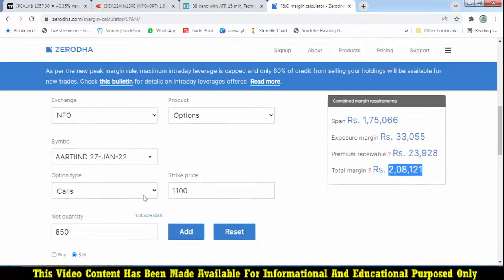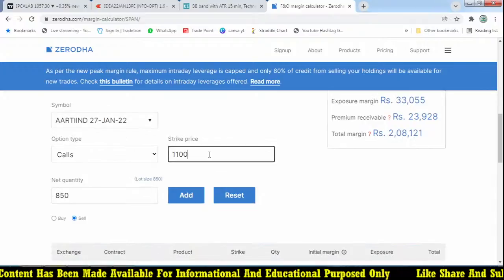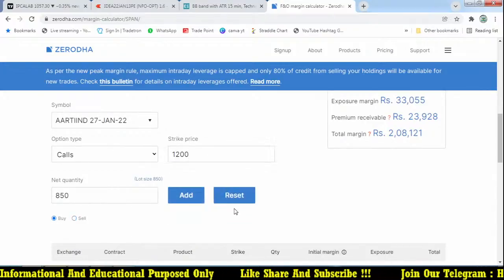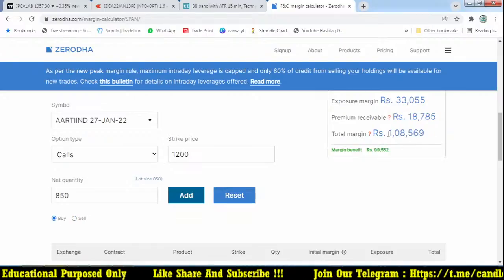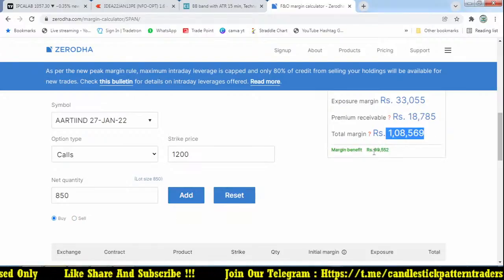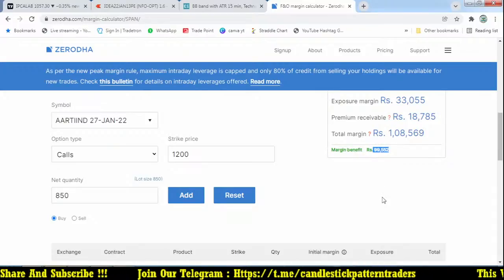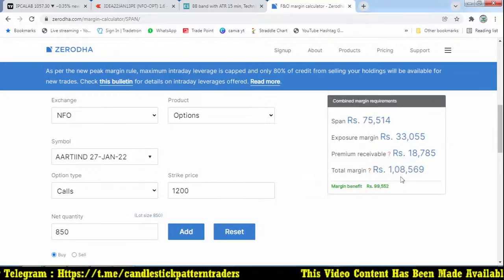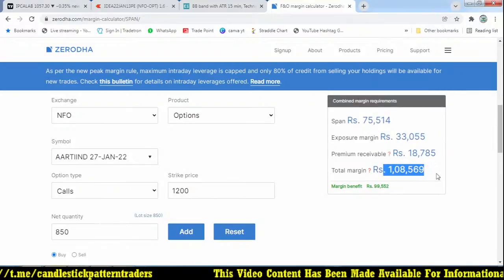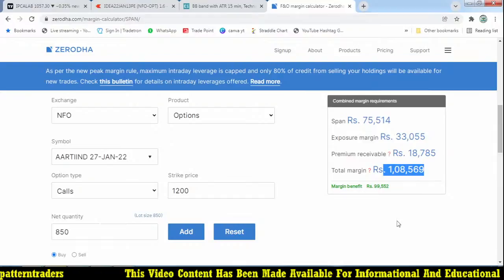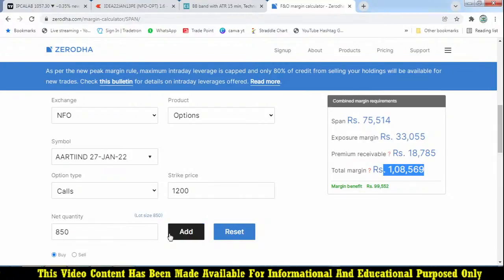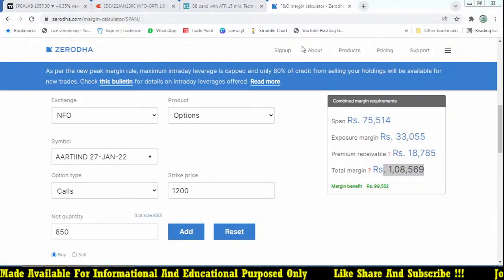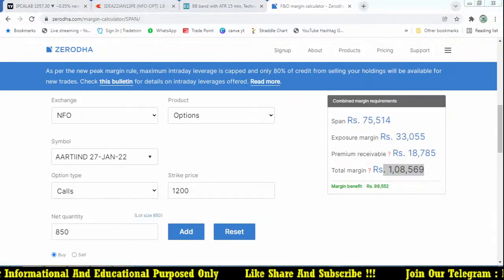So sometime later, if I buy another call option of 1200, my margin is 1 lakh rupees. I get a margin benefit of 99,000. So I can do the selling by using this hedging, which reduces my margin. 1 lakh is good enough to make my trade. But if you are doing it naked, you will require a huge margin. Using a hedging strategy, you can reduce your margin.